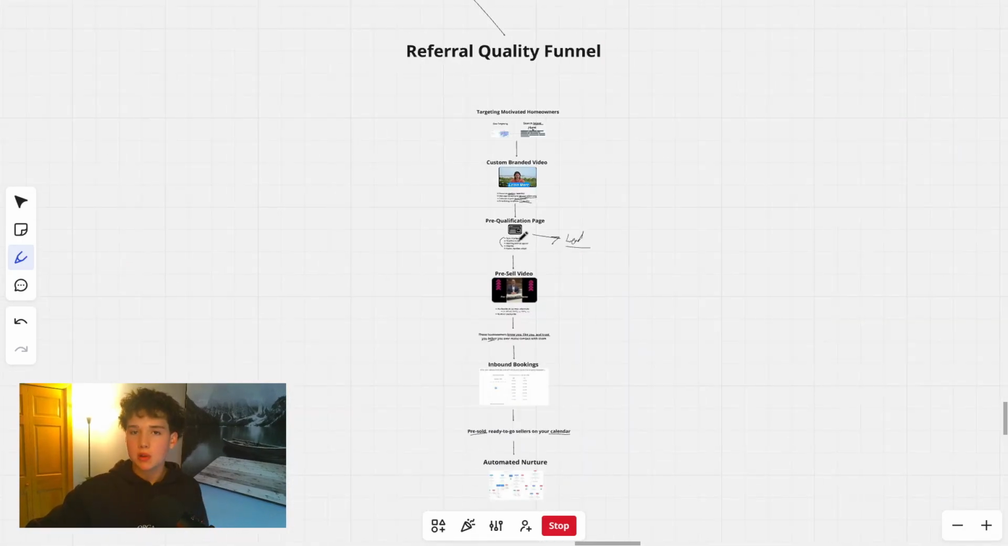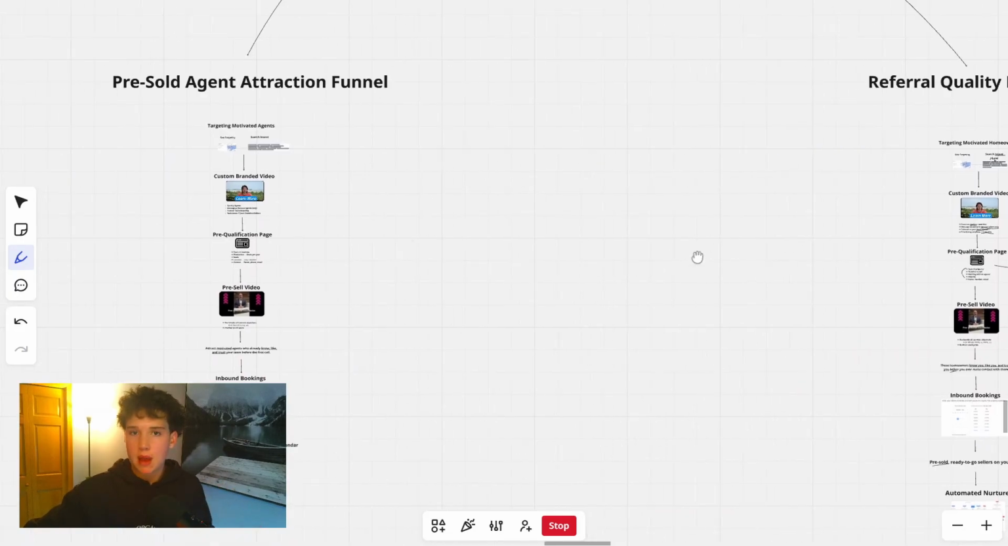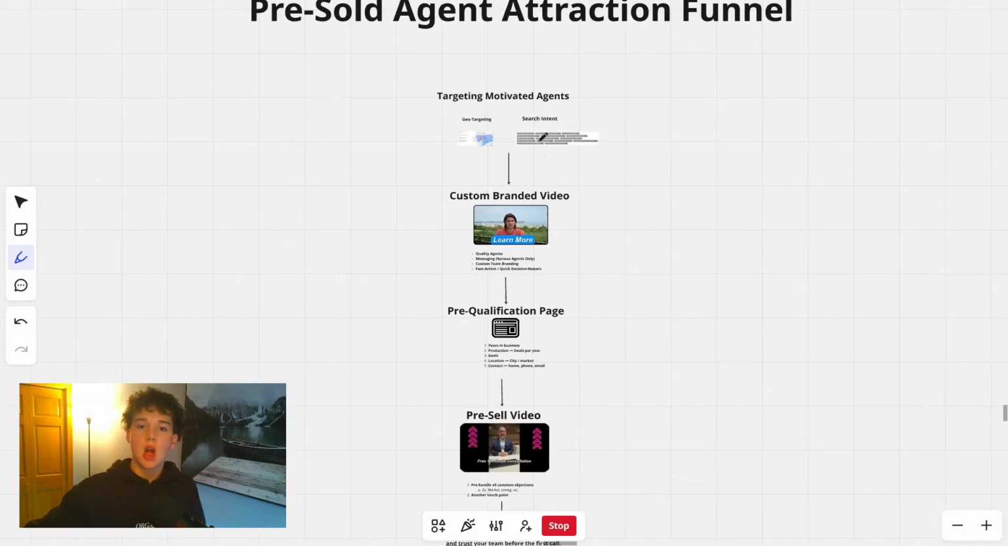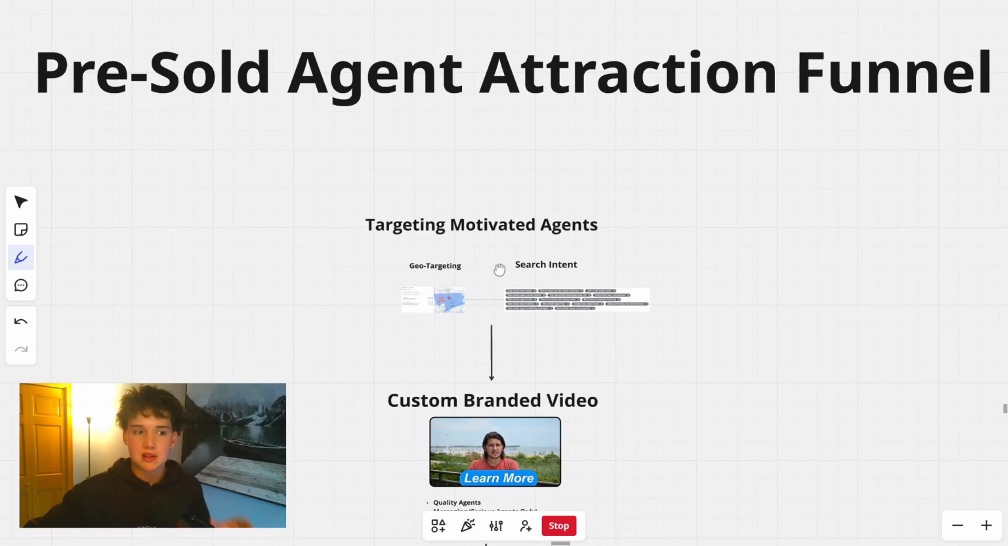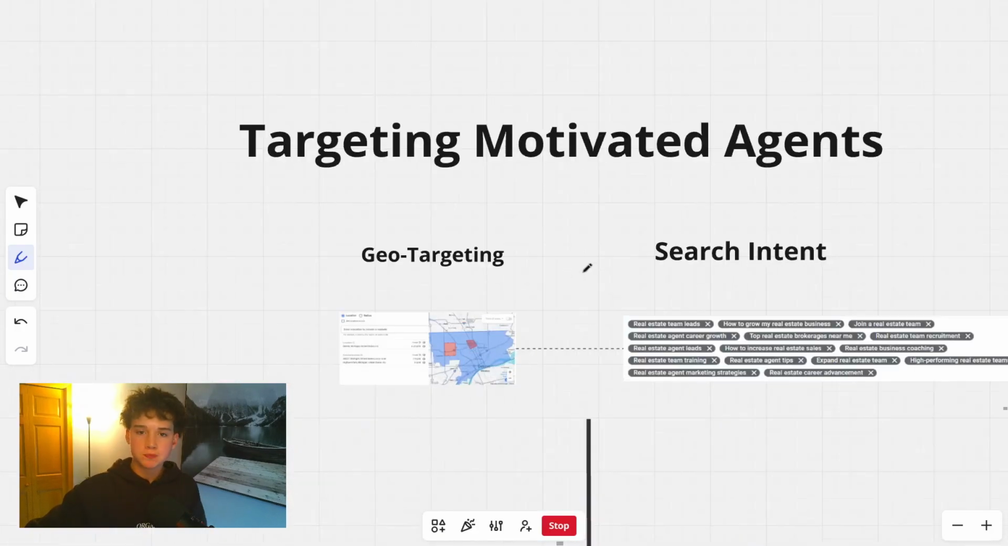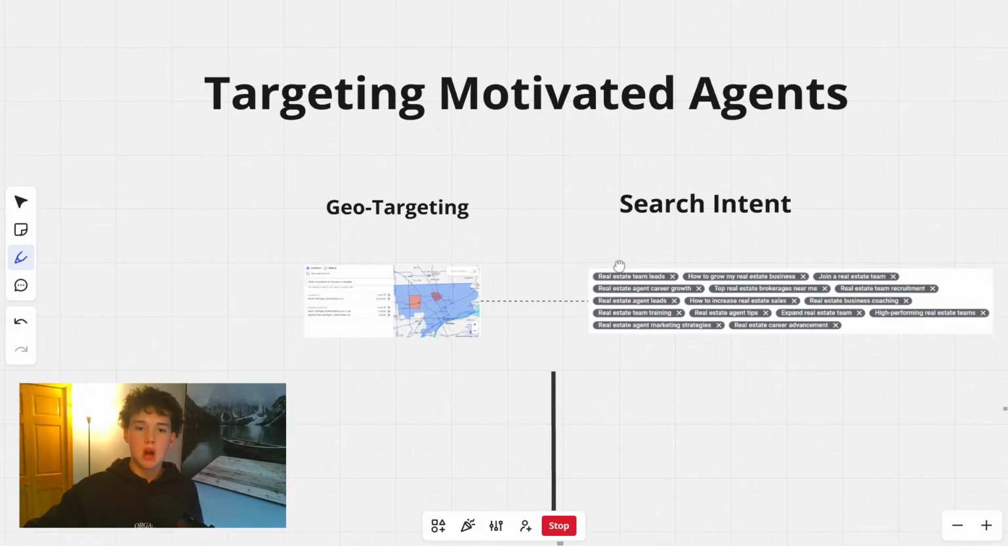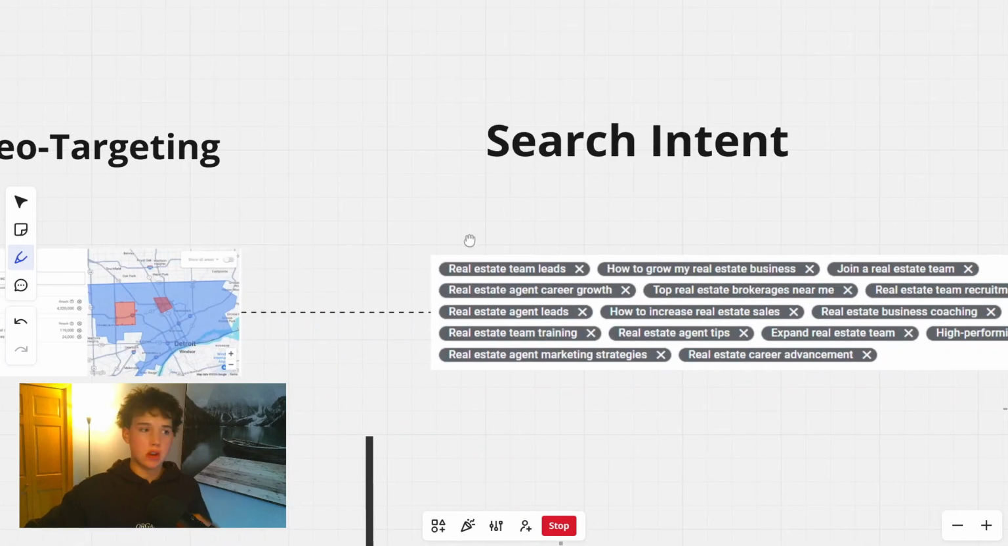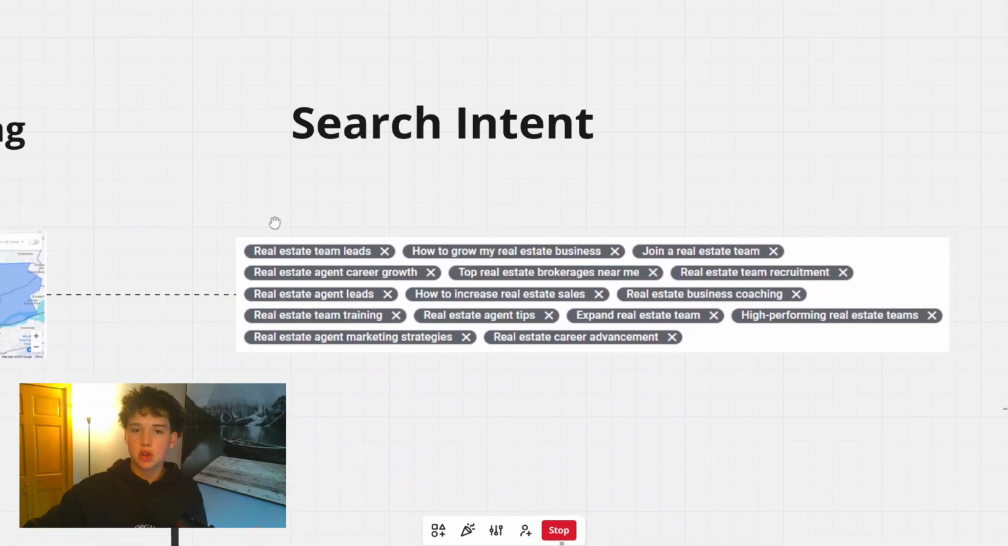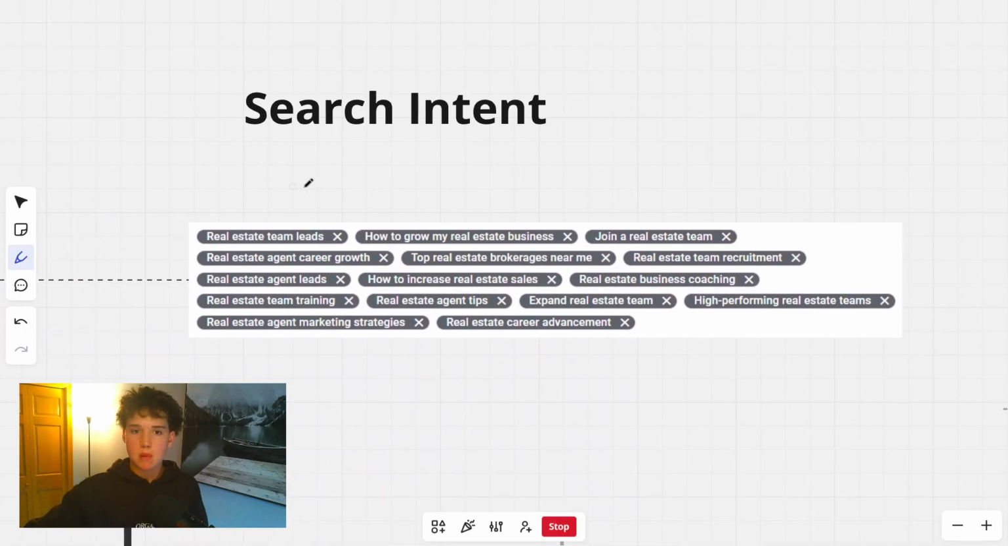And what I'm going to show you now is how to basically use the same funnel, but just tweak it for agent attraction. And if you're a broker as well, you can use this to attract agents to your office. It's really the same thing. What we're going to do though, it's the same exact criteria, same exact strategy, we're targeting motivated agents now. So same geo targeting. You can target a radius around your office, whatever you want to do, or your city, but it's all going to be based on search intent.